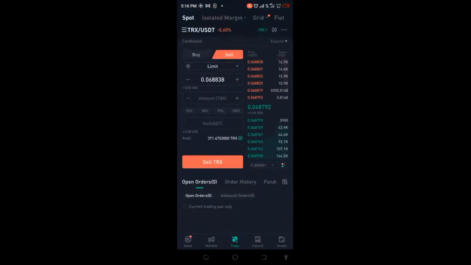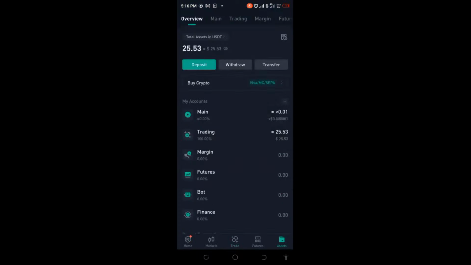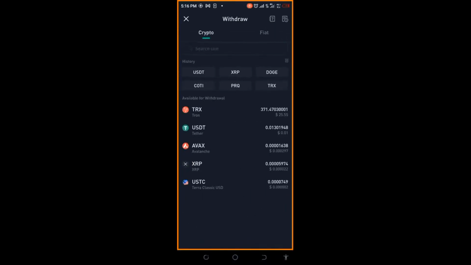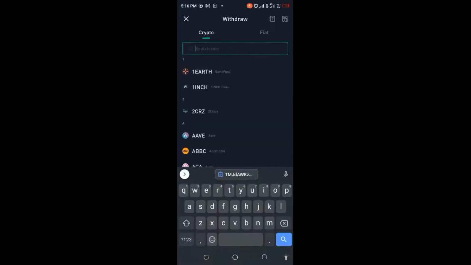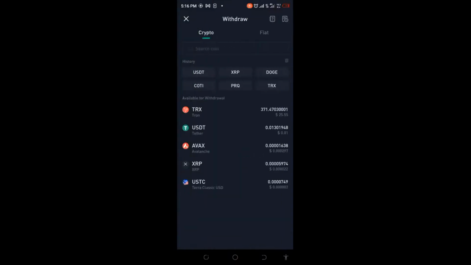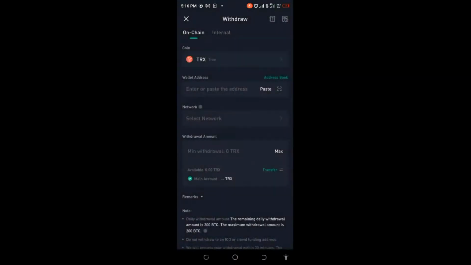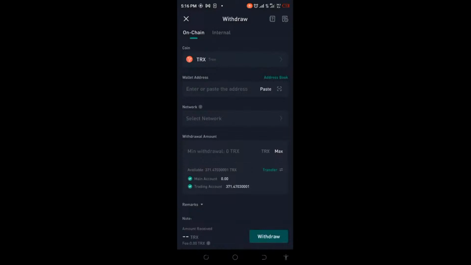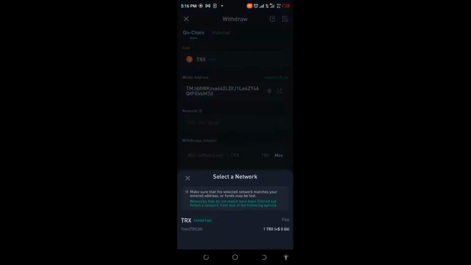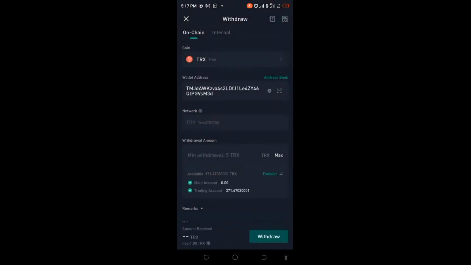All right, so that's what we're doing right now. So we're withdrawing from here and we're taking it, we're withdrawing TRX. You can see it already has everything there. Okay, we're taking everything over. No, this is what I want. I'm withdrawing this and I'm just clicking on this, and then we'll now put in the address. Let's put in the wallet address. The network is TRC20, obviously.